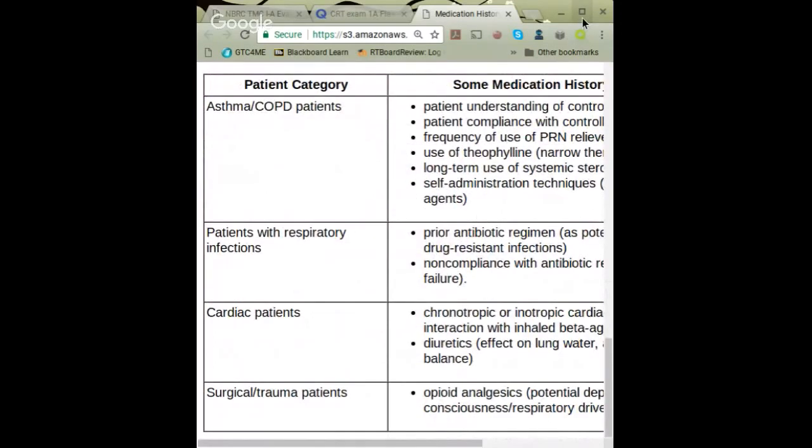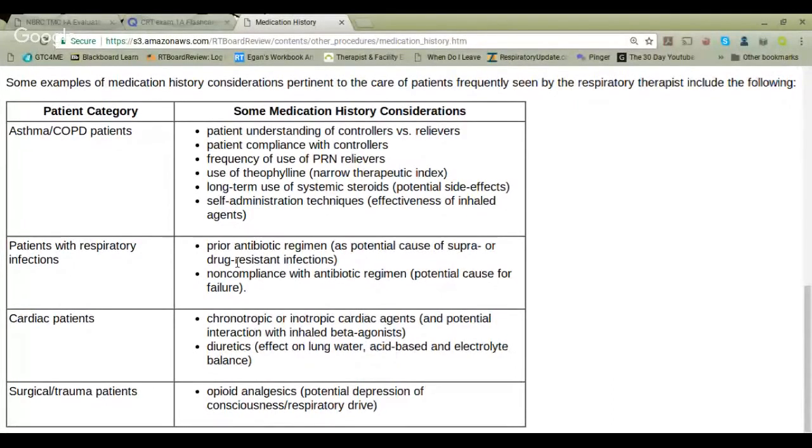Patients with respiratory infections. Considerations include prior antibiotic regimen as potential cause of superinfections or drug-resistant infections, and non-compliance with antibiotic regimen as a potential cause for failure. Cardiac patients: chronotropic or inotropic cardiac agents, and potential interaction with inhaled beta agonists. Diuretics: effect on lung water, acid-base, and electrolyte balance. For trauma patients, considerations include opioid analgesics, potential depression of consciousness or respiratory drive.